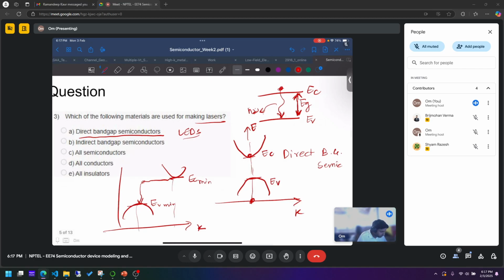Whereas an electron, if it has to come from here, it can directly go to here. So this is radiative, and this is non-radiative for indirect band gap. So that's why the answer is option A, direct band gap semiconductors. Okay, so let's take the next one.